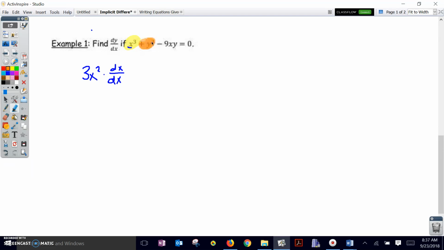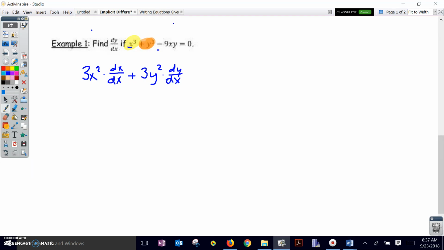We're going to take the derivative of y to the third. And the derivative of y to the third, the derivative of the outside, leaving the inside the same, gives us 3y squared, times the derivative of the inside, the derivative of y with respect to x, which is going to be dy/dx.